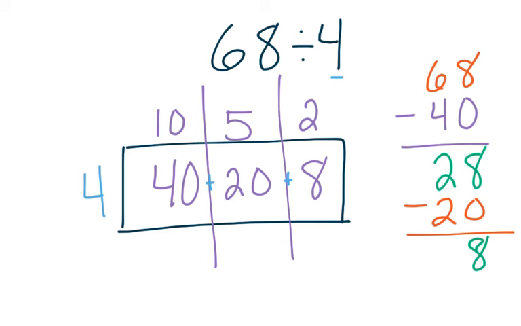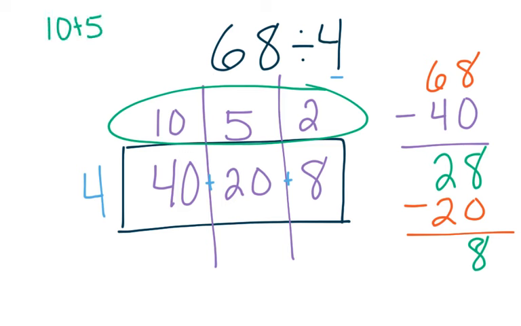Now, in order to find my quotient, or my answer to this division problem, what I'm going to do is add up all of these factors on top. That's going to give me my answer. So I would add 10 plus 5 plus 2. 10 plus 5 is 15, plus 2 more gives me 17. So that's my quotient. And that's it. That's how we use the area model to divide.